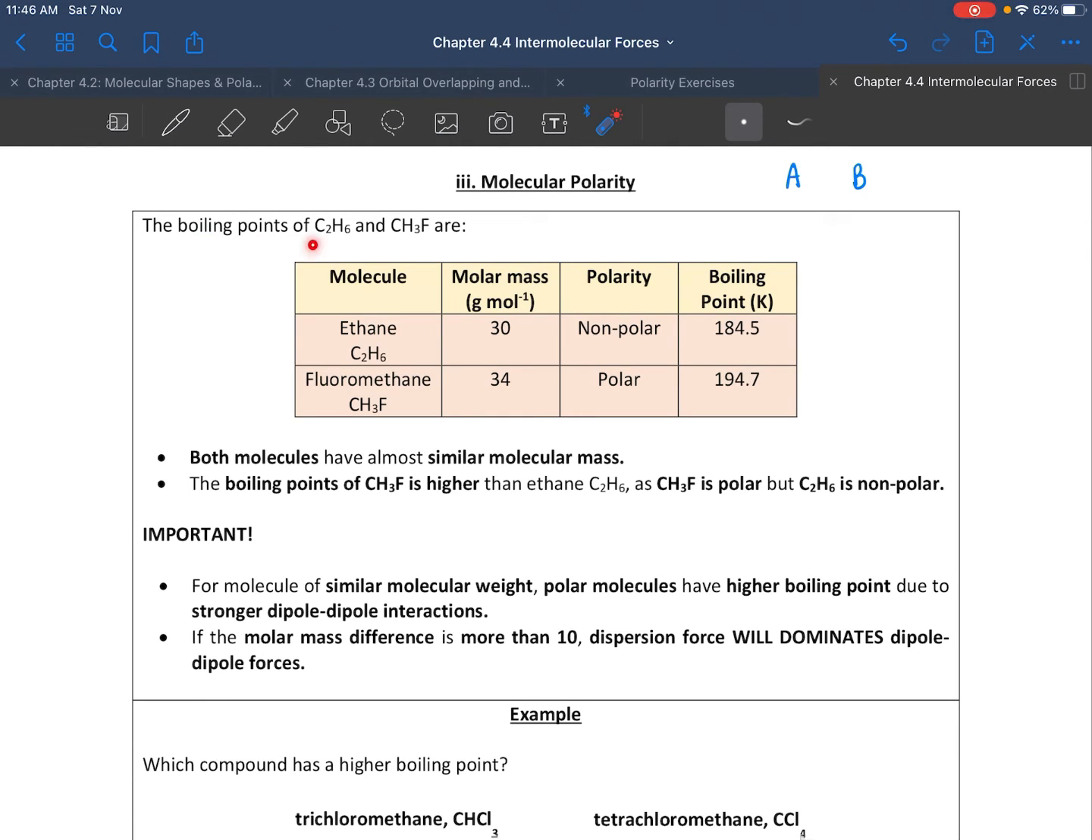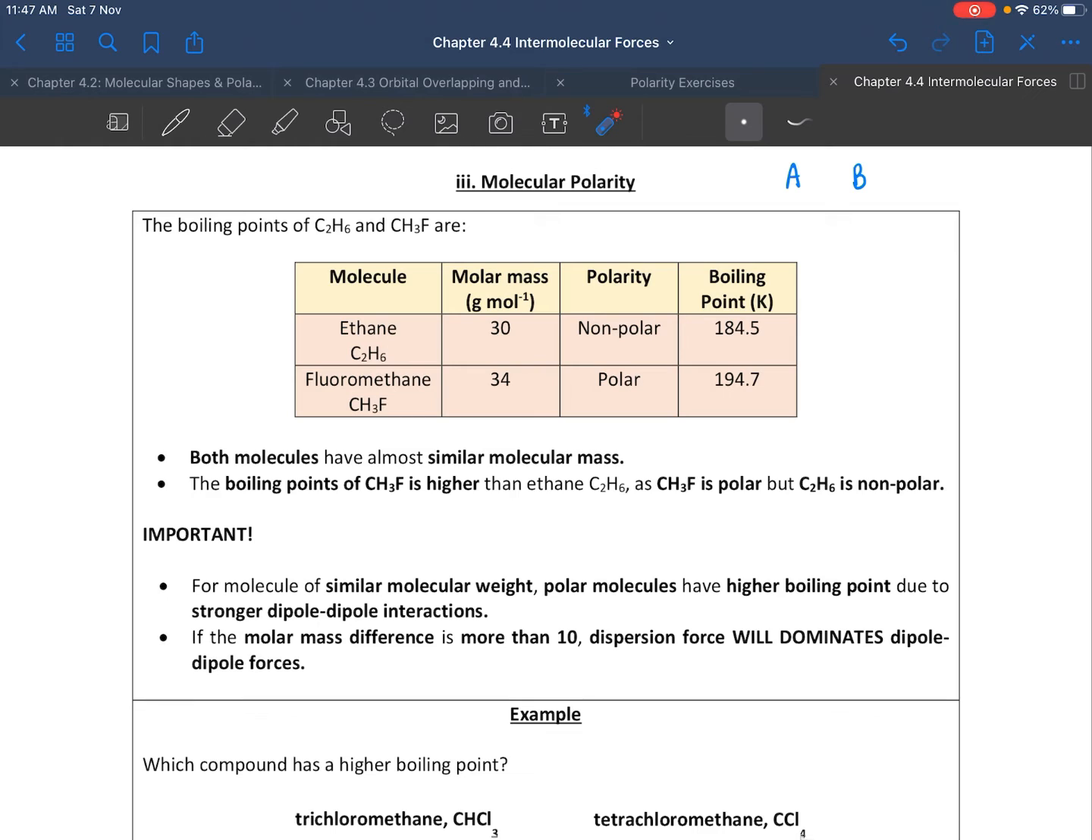So we look at the boiling points of C2H6 and CH3F. From this table, C2H6 is ethane and CH3F is fluoromethane. Their molar masses are not very different, 30 and 34, but their polarity is different. Ethane is non-polar while fluoromethane is a polar molecule, and we need to look at the boiling point. Obviously, for the polar molecule the boiling point is higher. Both molecules have almost similar molecular mass. The boiling point of CH3F is higher than ethane as CH3F is polar but C2H6 is non-polar.